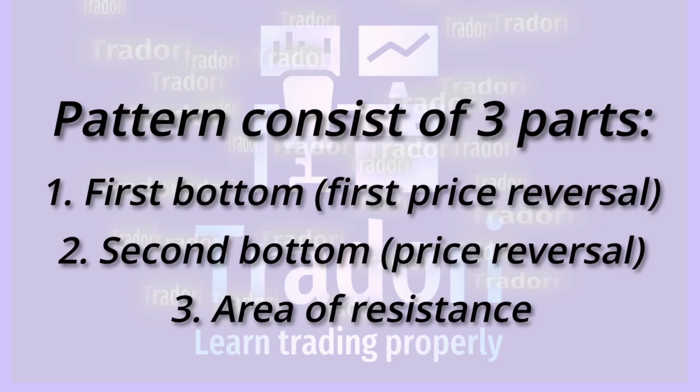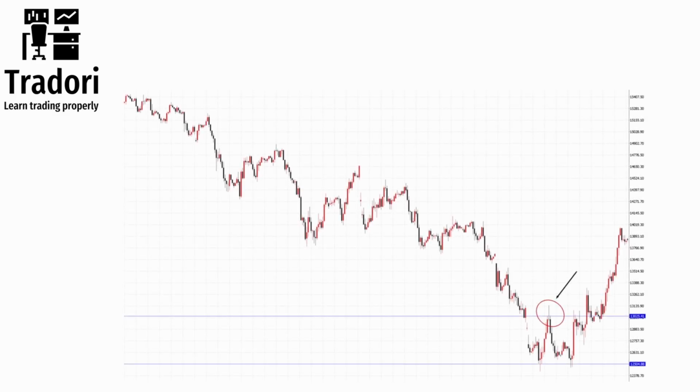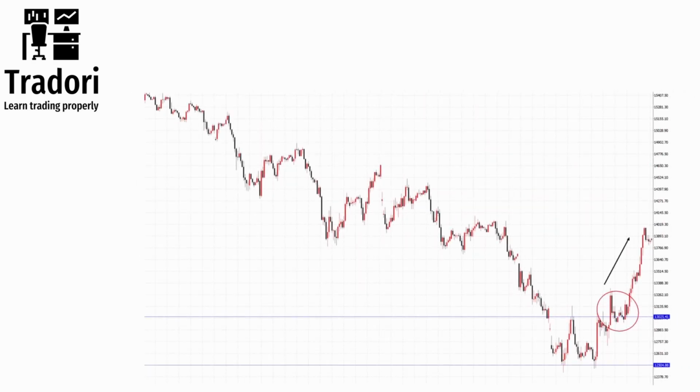Area of resistance. A resistance level is the maximum price an asset can achieve over a period in an uptrending market between two lows. A double bottom pattern is complete if the price breaks above the resistance level, indicating there are more buyers than sellers and the trend is likely to continue moving higher.